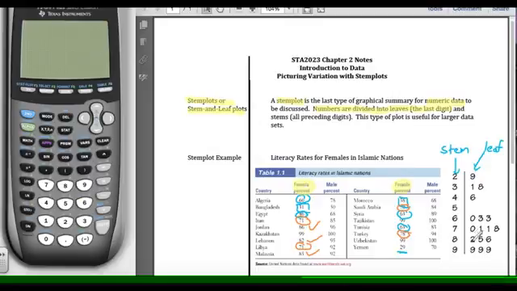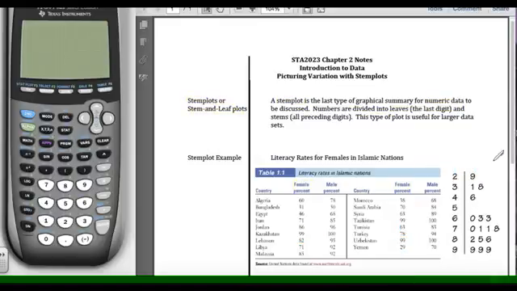We can see that female literacy rates in Islamic nations range from 29% all the way up to 99%. We can see that quickly in the stem plot, more quickly than in the table. As well, we can see that most of the countries have literacy rates at 60% and above. Very few get below that 60%, only 4 countries compared to all the countries down here. So we can see some patterns quickly from these stem plots.